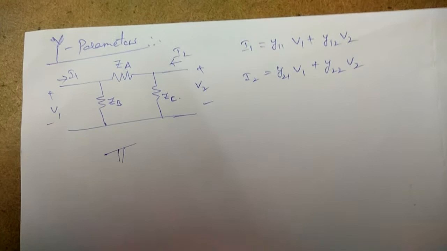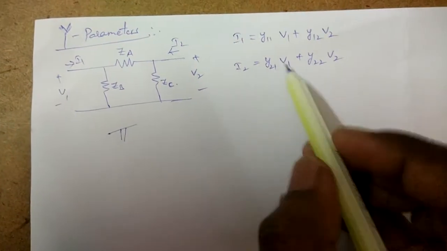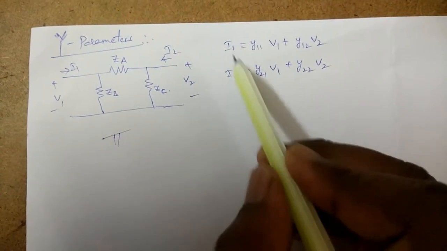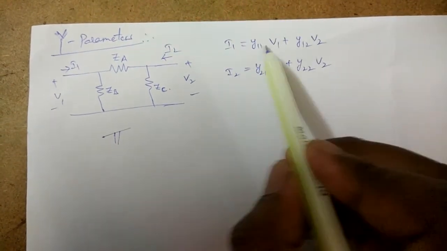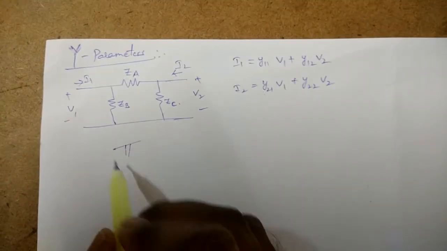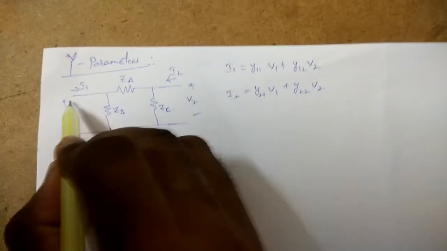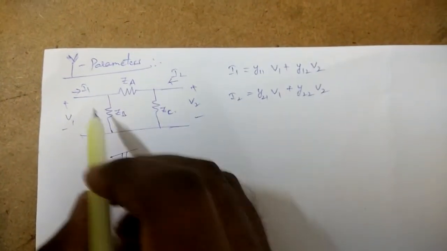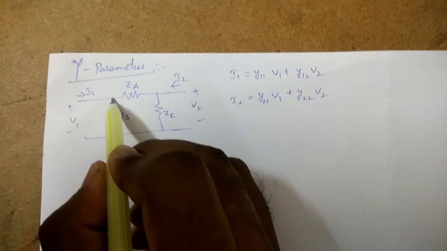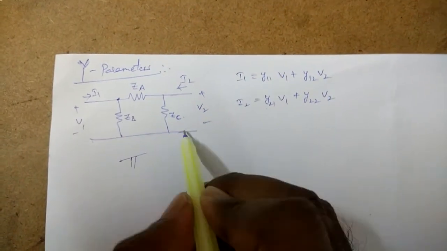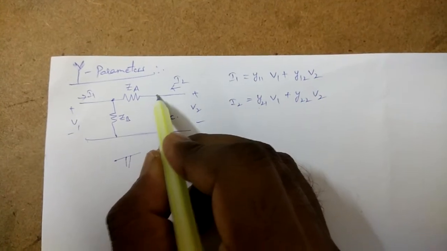Now these are the Y parameters: I1, I2 in terms of V1 and V2, so Y11, Y12, Y21, Y22. This is V1, this is V2, this is I1, and this is I2. So this V1 is at this point when this is common ground, and V2 will be here. Understand?